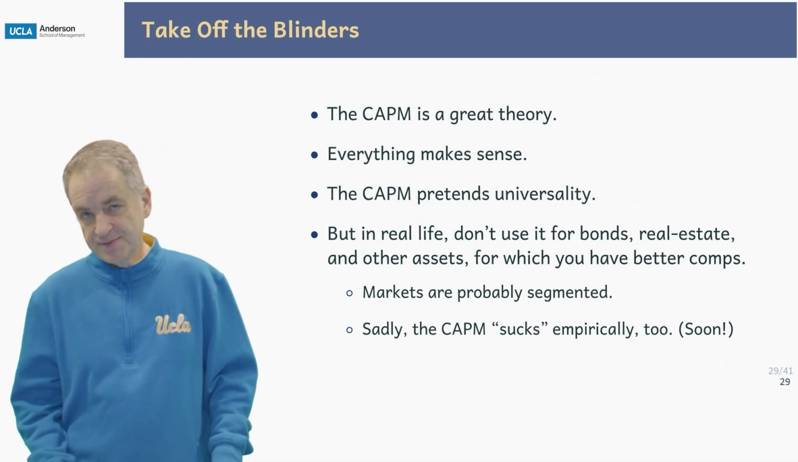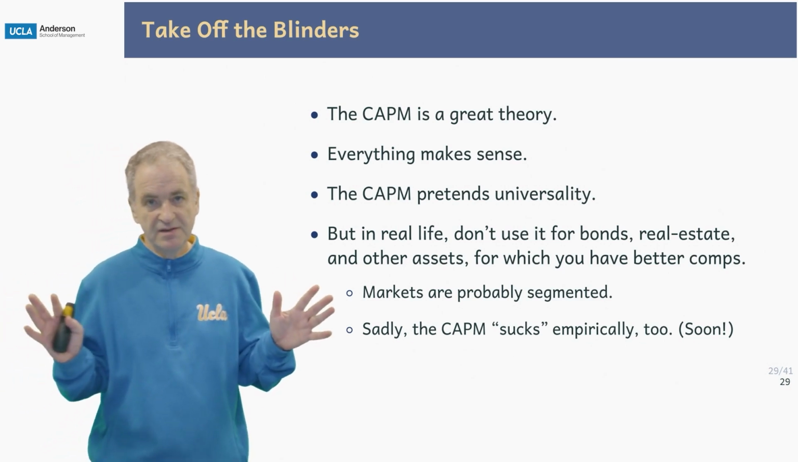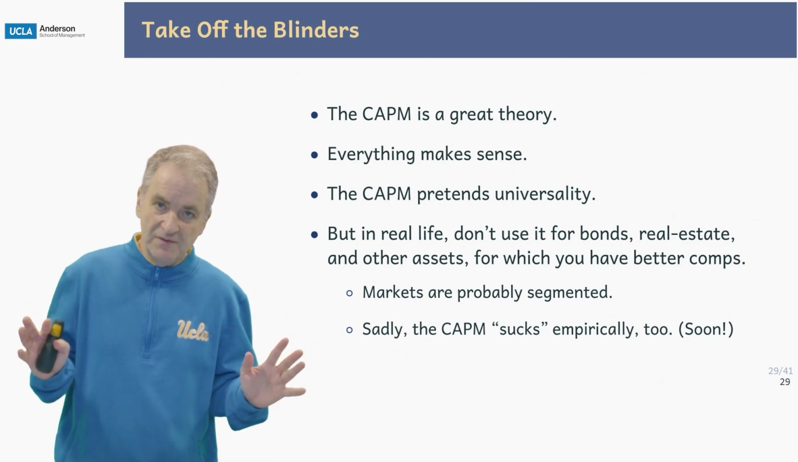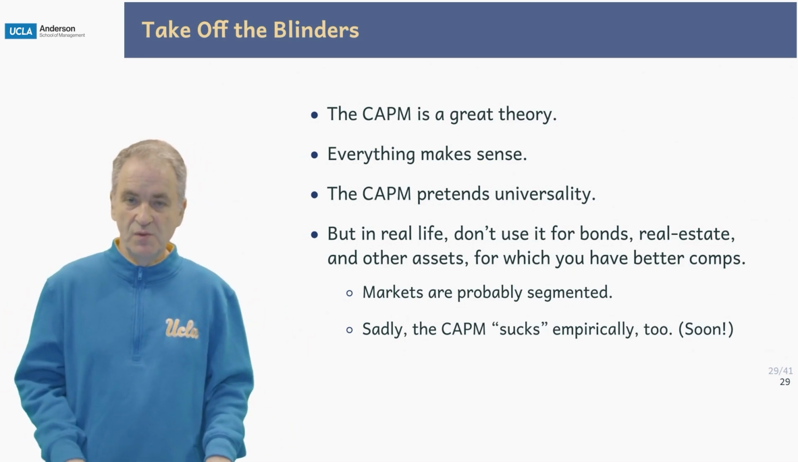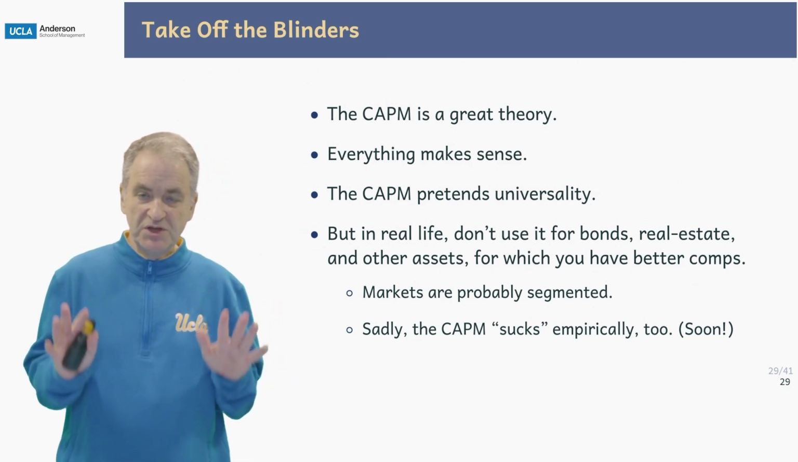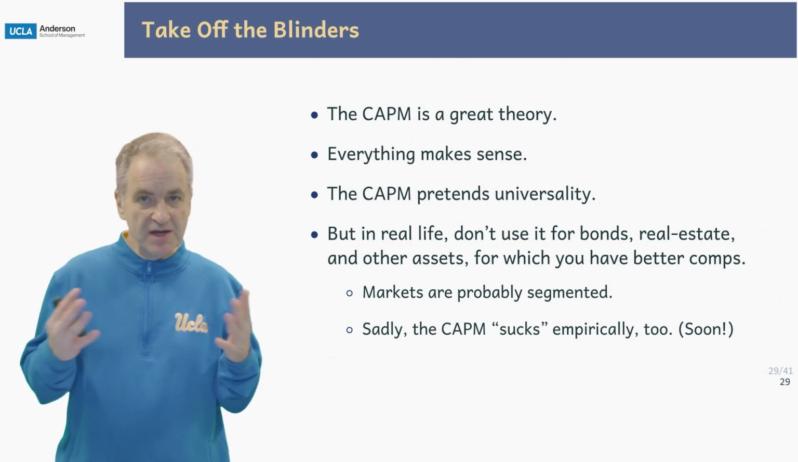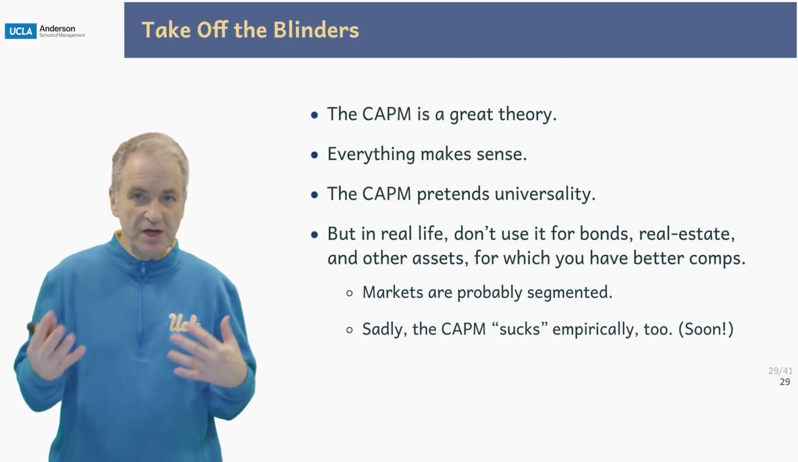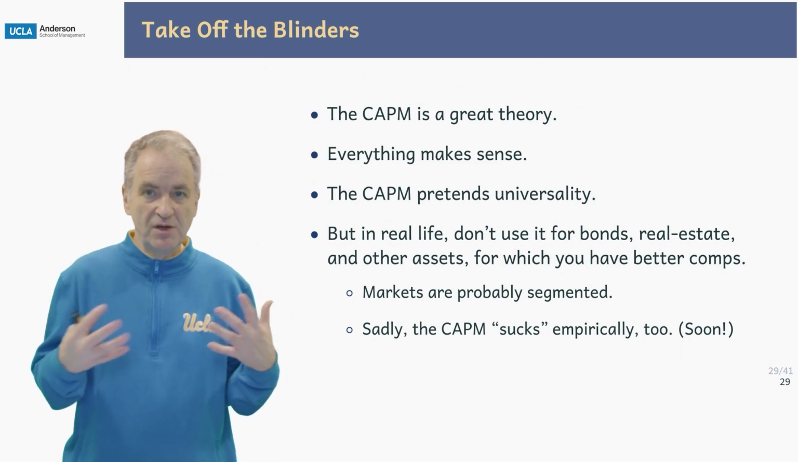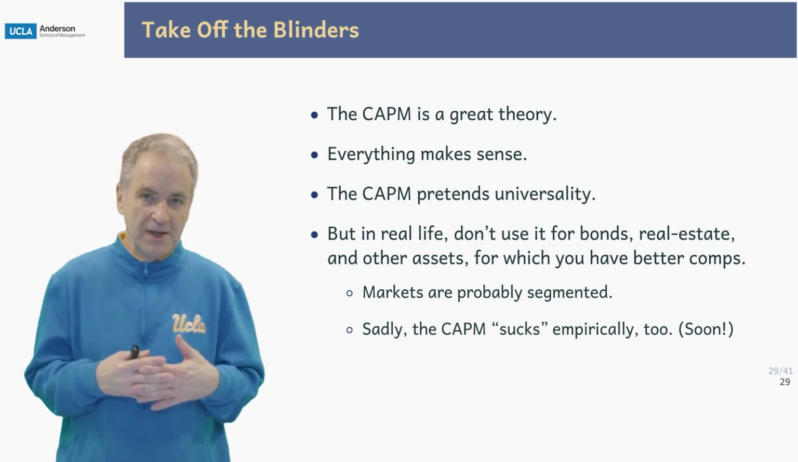Take off the blinders. The CAPM is a great theory. Everything makes sense. It pretends it's universal. But in real life, it doesn't work that well. So we want to use the CAPM, if at all, only in the places for which it has been designed. We don't want to use it for something like bonds. For something like bonds, we tend to believe we do better with other comparables that are also bonds and not rely on beta estimates that much, because betas for bonds are all very, very tiny anyway.